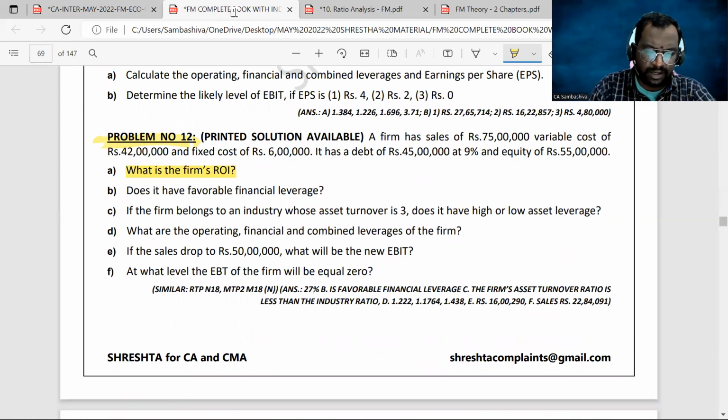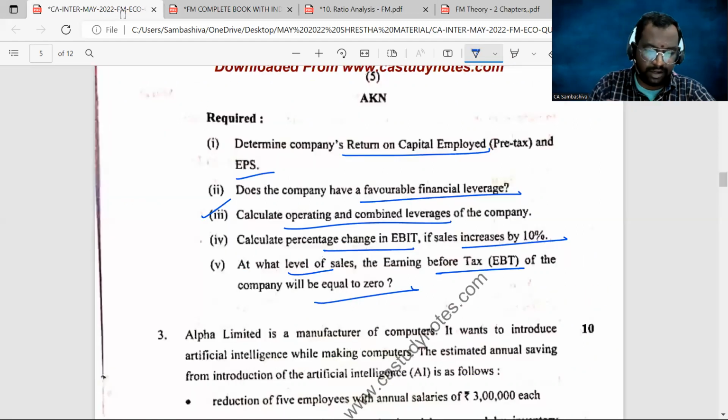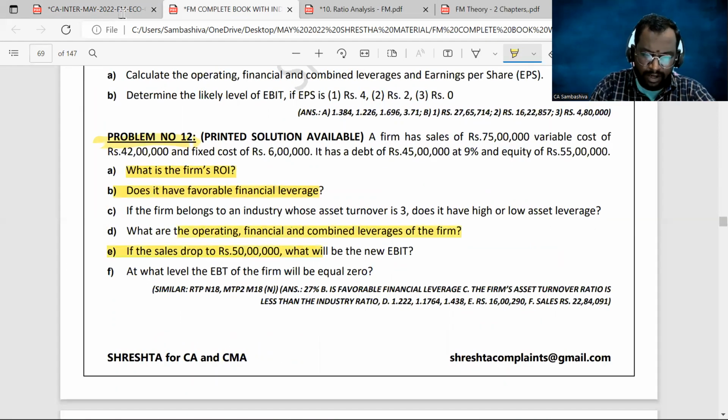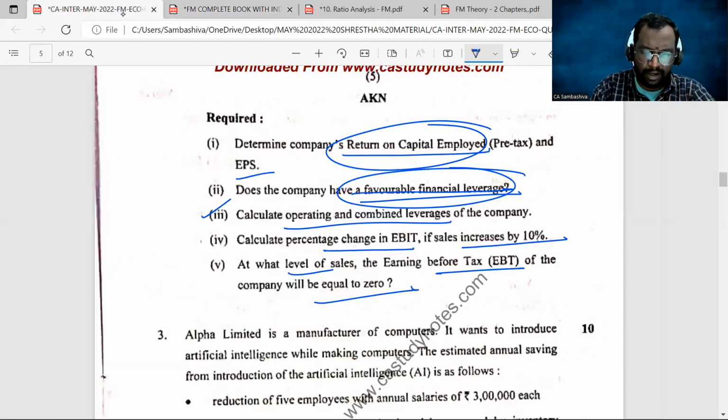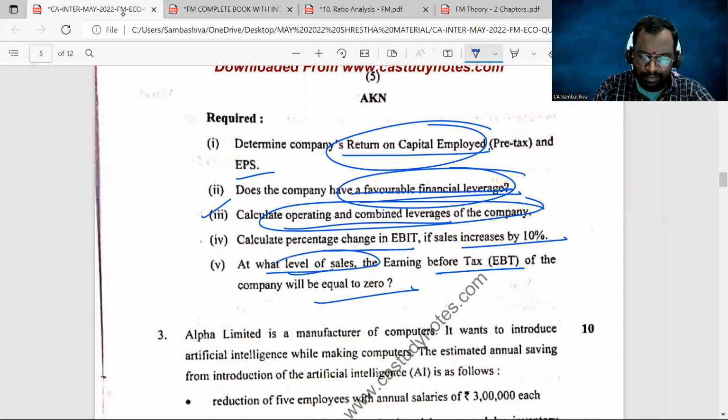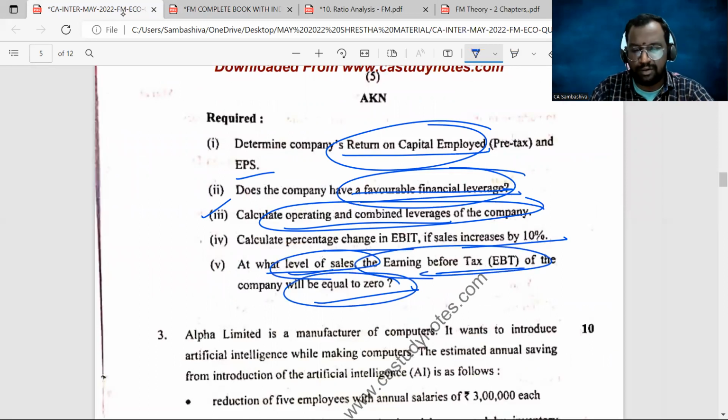Here you can see, right, what is the firm's return on investment, return on capital employed? Okay, now, does it have a favorable financial leverage, and then operating, financial and combined leverages of the firm? All the three leverages you are asked to find out. So all the three leverages, right, sir? And at what level of sales will the EBT be equal to zero?